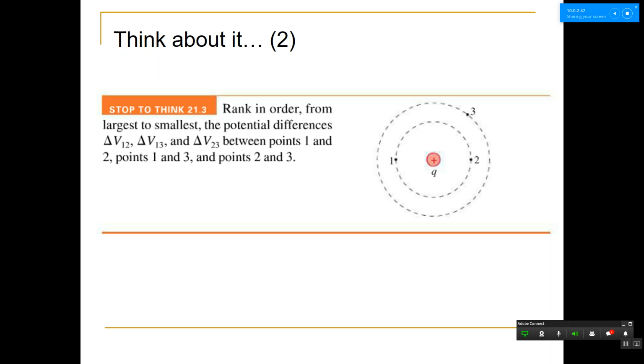Forget about what the question asked you here because it's awkwardly worded. Tell me what you can tell me about the potential at 1 and then the potential at 2. They're equal. So V1 is equal to V2. What could you say about V1 and V3 and V2 and V3?